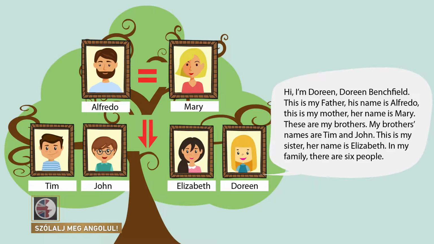And finally, let's listen to Doreen Benchfield introducing herself and her family. "Hi, I'm Doreen Benchfield. This is my father. His name is Alfredo. This is my mother. Her name is Mary. These are my brothers. My brothers' names are Tim and John. This is my sister. Her name is Elizabeth. In my family, there are 6 people."